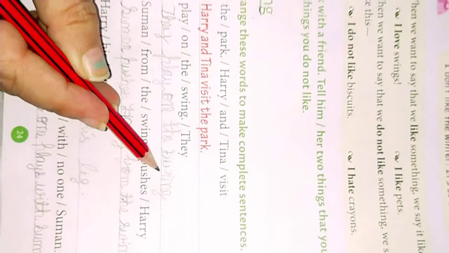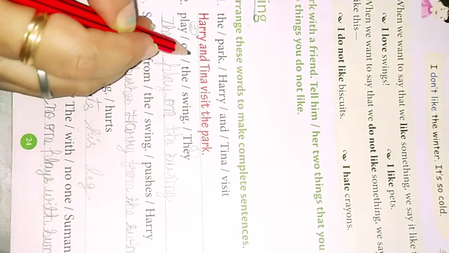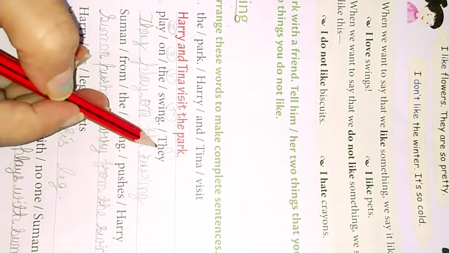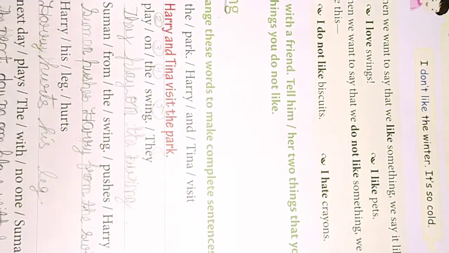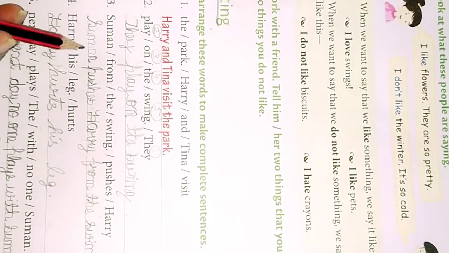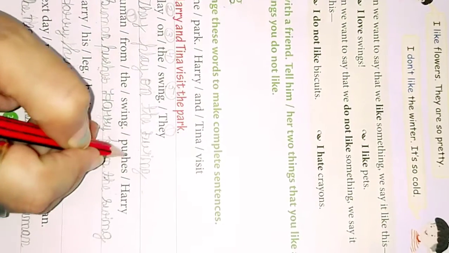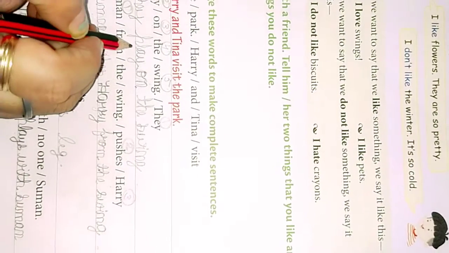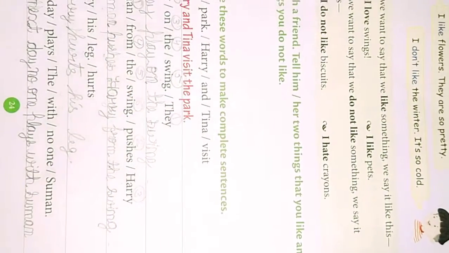Got it? They, you can put number 1. Play, you can put 2. On 3, the 4 and swing 5. They play on the swing. Do it this way. Put numbers on top and do. Okay. Third one. Suman from the swing pushes Harry. Suman pushes Harry from the swing. So Suman 1, pushes 2, Harry 3, from 4, the 5 and swing 6.